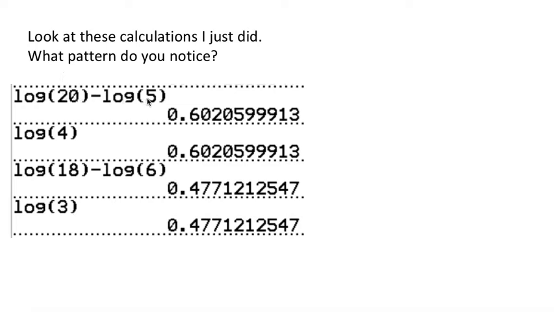Log 20 minus log 5 is the same as log 4. Log 18 minus log 6 is the same as log 3. What do you notice? 20 divided by 5 is 4. 18 divided by 6 is 3. So it's log A minus log B equals log of A divided by B.